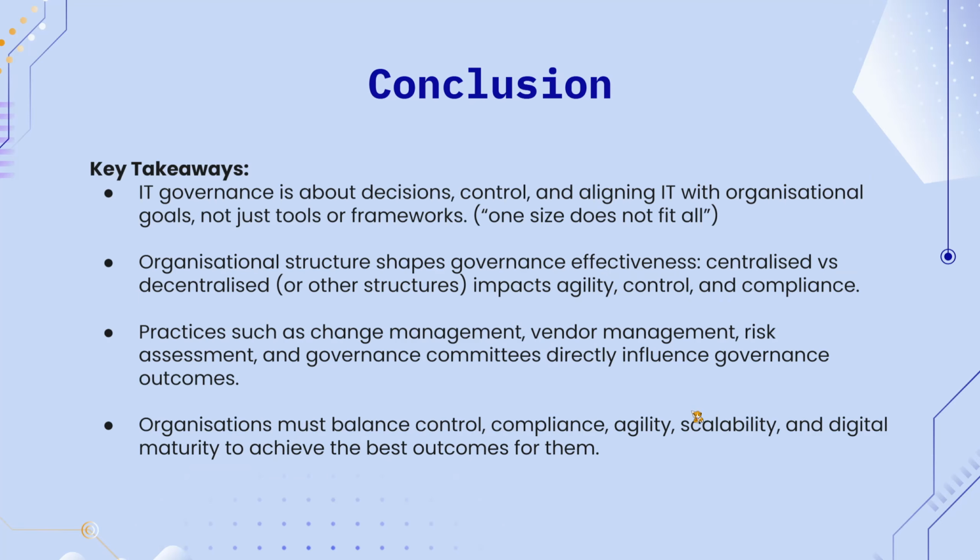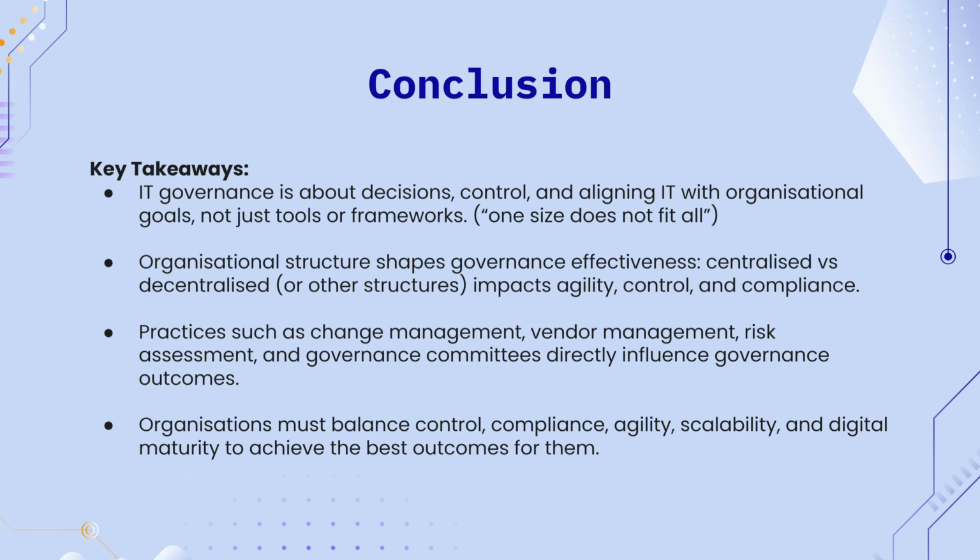To conclude, IT governance is not just about the tools or frameworks used, but about who makes decisions, how those decisions are made, and how control is maintained to support organizational goals. Organizational structure has a significant effect. NAB's centralized IT model, as contrasted with Marketland's decentralized model, serves their respective goals. Key practices such as change management, vendor management, risk assessment, and governance committees shape how governance works in practice. NAB's formal processes reinforce oversight, whereas Marketland's lean and agile processes support faster innovation.